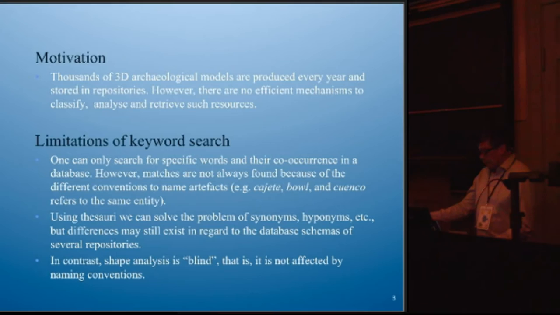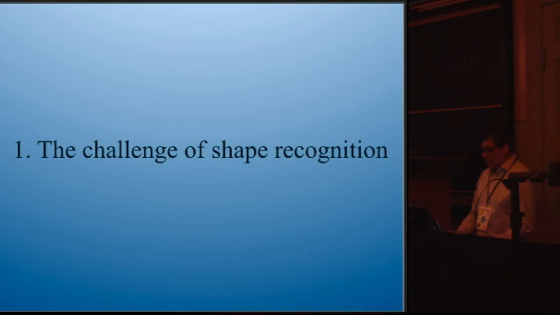Obviously, the traditional way to retrieve and search for models is keyword search. But this has one problem: the nomenclature or naming conventions of artifacts are not standardized. At least in Mexico, that is a big problem. We can call the same object in many different ways. We also have database schemas that are quite different from one project to another. So we thought that developing a recognition system that is blind to names, we could advance more quickly on this problem.